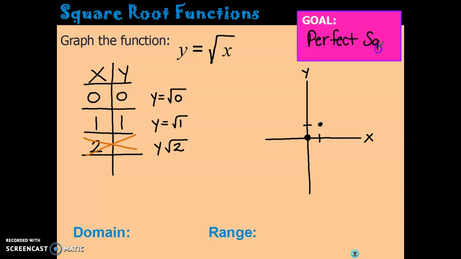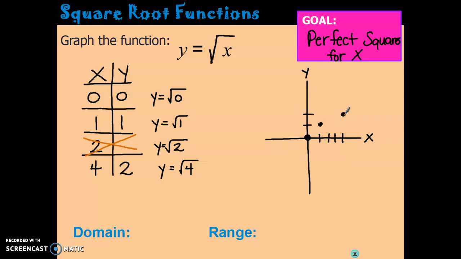So my goal is to plug in perfect squares for x. The next perfect square I could plug in is 4. So then I could do y equals the square root of 4, and I know that the square root of 4 is 2. So 4, 2 would be up here.